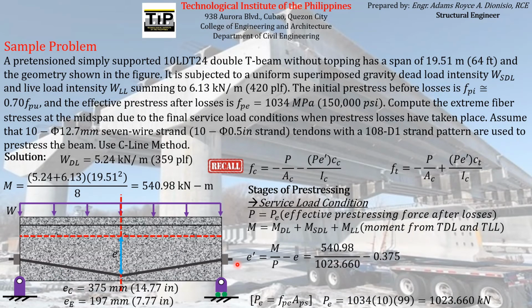So just be careful to have consistent units. Since the moment is in terms of kilonewton meter, and the force, the P, is in terms of kilonewton, the kilonewton will be cancelled. Only the meter will be retained. So you have to express the eccentricity E in terms of meter so that you will have consistent units.